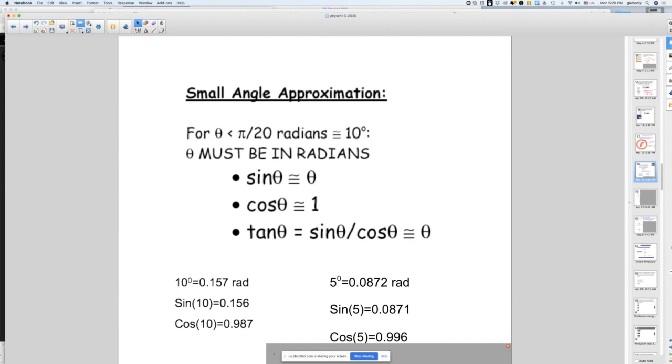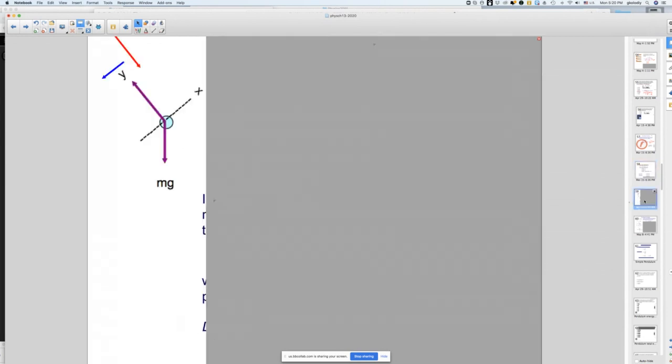All right, so let's see where that comes in. Here we're going to have a pendulum. And as we saw, the pendulum was swinging. There were two forces acting on it. This was the string, and this was the force of gravity.